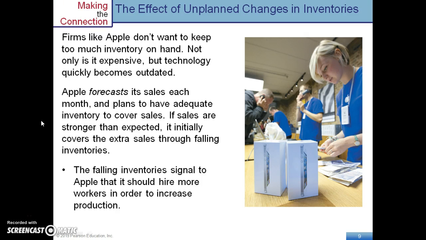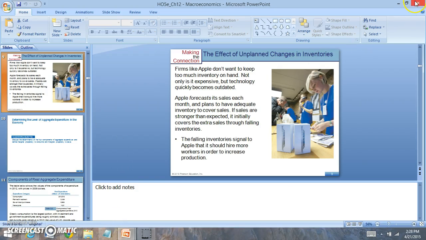Now, the effect of unplanned changes in inventories: firms like Apple don't want to keep too much inventory on hand. Not only is it too expensive, but technology quickly becomes outdated. So Apple forecasts its sales each month and plans to have enough inventory to cover sales. If sales are much stronger than expected, they probably go through the extra sales through falling inventories. Falling inventory signals to Apple that it should probably hire more workers in order to increase production. So that was looking at aggregate expenditures.